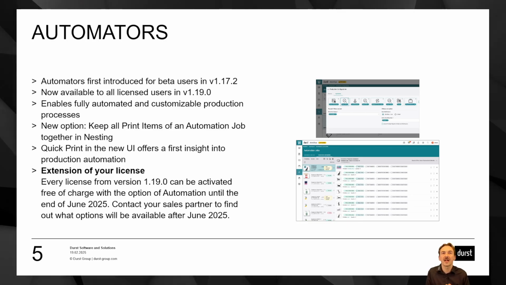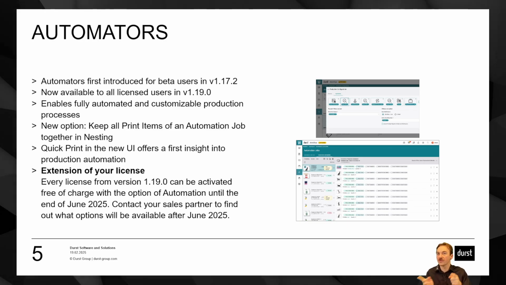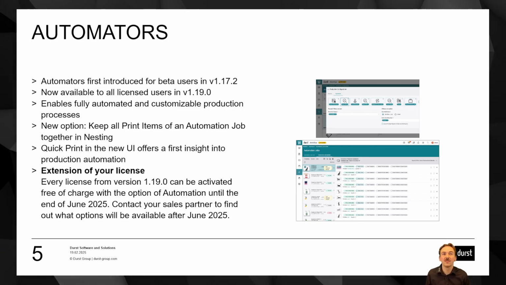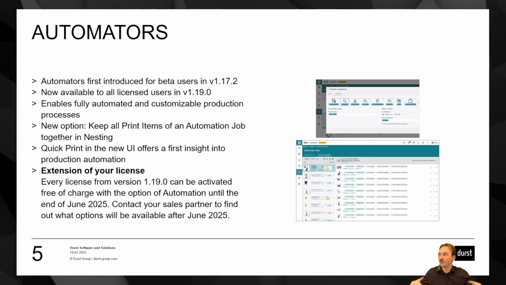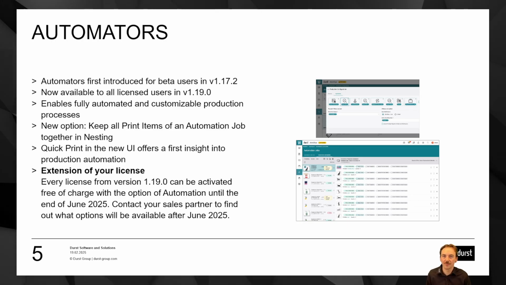Also here, we enable fully automated and customizable production processes. How it works, we will see in the next step directly in the software. And the quick print in the new user interface offers a first insight into the production automation. So the quick print is like a small product automator, so an automator light. With the automator itself, we have more possibilities to completely, fully automate your whole process. And how this is going to look like, again, we jump into the workflow software and check it out.